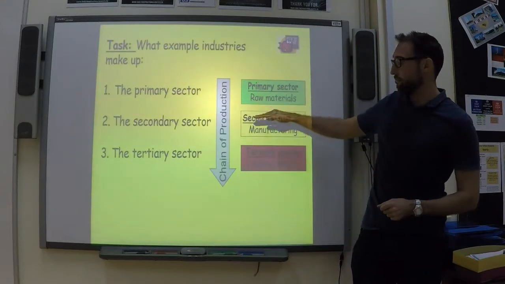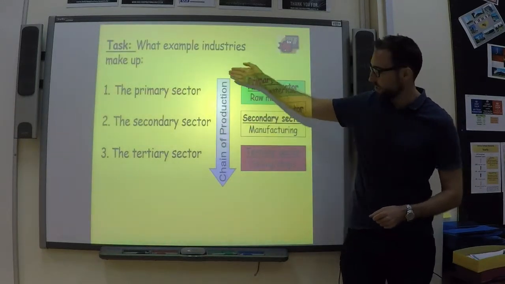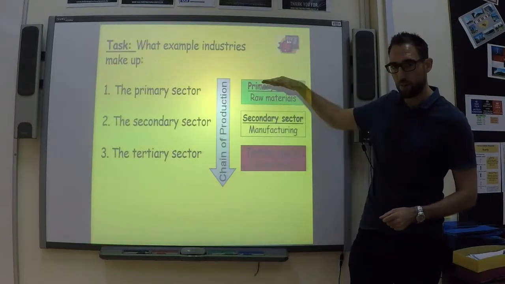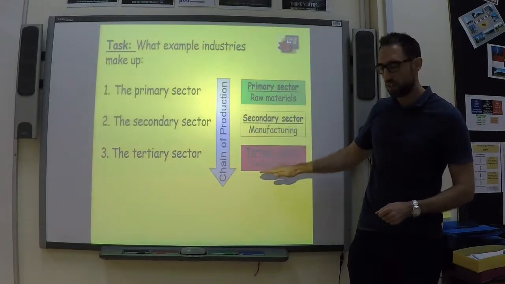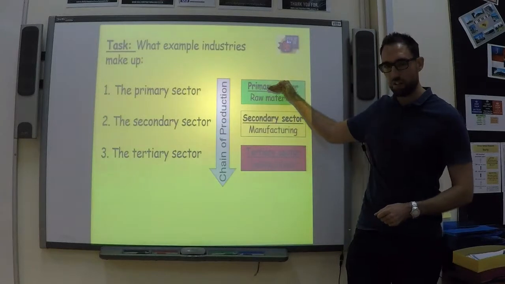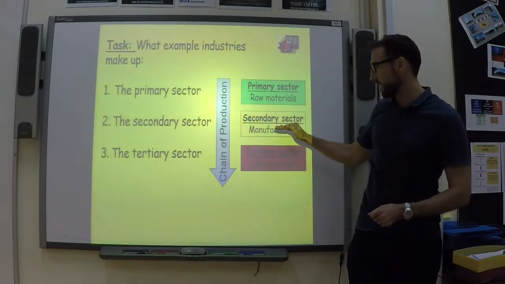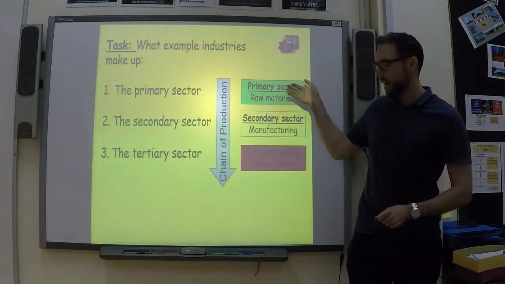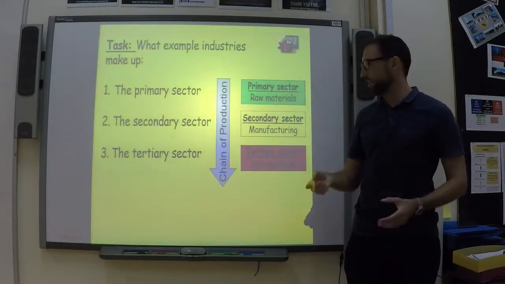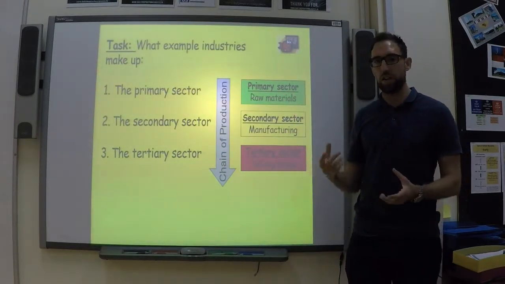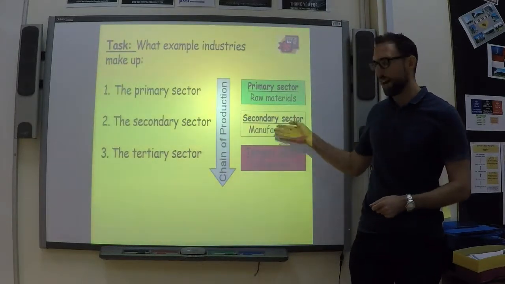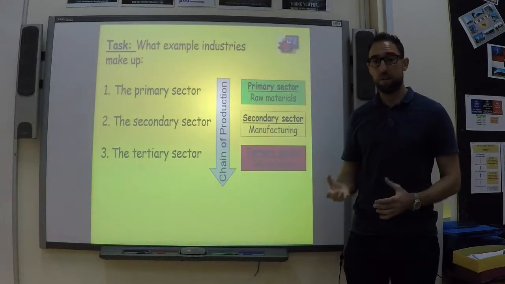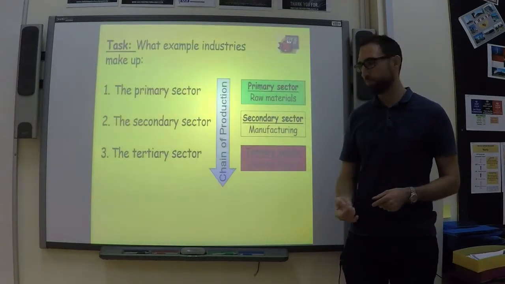These raw materials then get passed on to the secondary sector. This is what we call the chain of production. So everything goes this direction, from the primary to the secondary to the tertiary sector. So the raw materials get passed from the primary sector to the secondary sector, and they get manufactured. For example, you get iron or iron metals out of the ground, you get oil and plastics out of the ground, and they get passed on to the secondary sector, and they will turn that into a product, such as making a car, car manufacture.